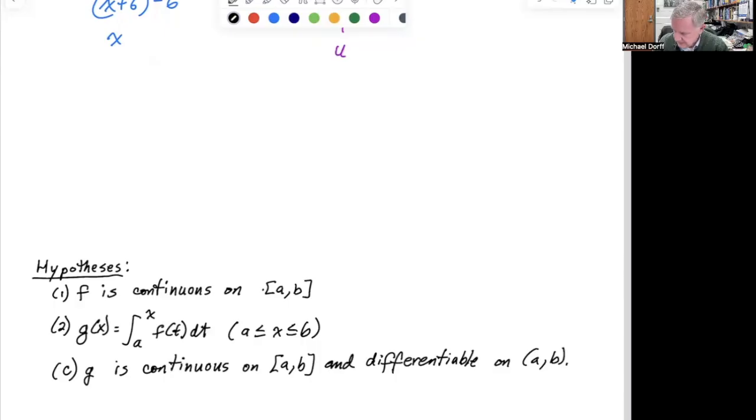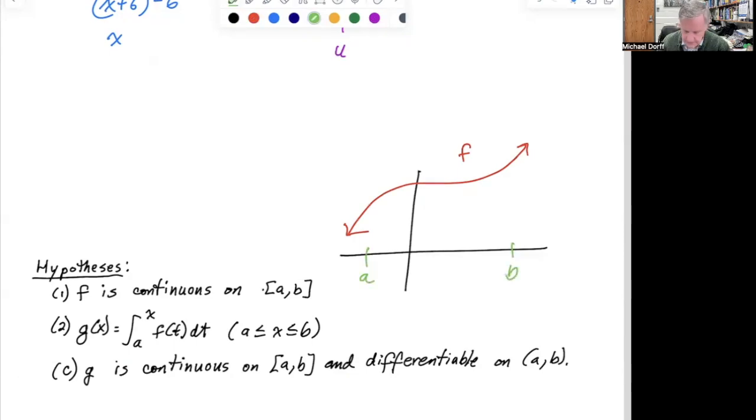What does that represent? Well, if I have a graph here, and let's just draw a function, we'll call this one f. All right, and I'm going to have a value a and b. What does g represent? Well, remember the integral can be thought of as the area under the curve.